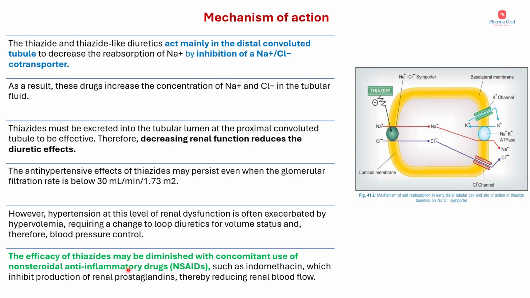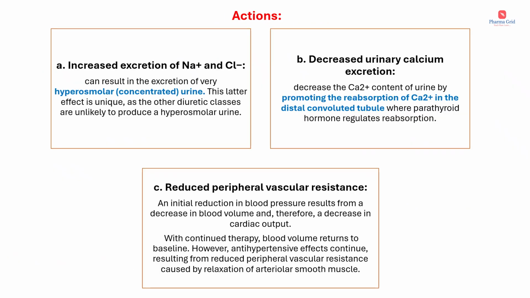The efficacy of thiazides may be diminished with concomitant use of non-steroidal anti-inflammatory drugs. So this is a major drug interaction. What will happen when these drugs are combined together? The efficacy of thiazides will be decreased, especially with NSAIDs such as indomethacin, which will inhibit the production of renal prostaglandins, thereby reducing the renal blood flow. Because of this reduced renal blood flow, the efficacy of thiazides will be decreased when these drugs are concomitantly administered with non-steroidal anti-inflammatory drugs.